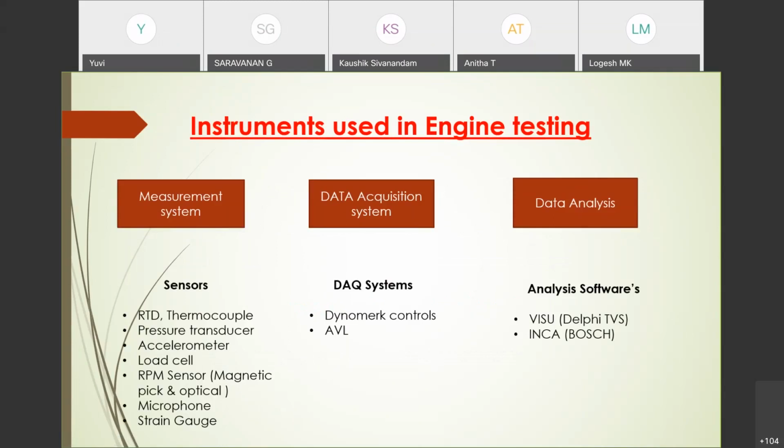Next we are going to talk about the instruments we use in engine testing. When we talk about instrumentation, I can say it's categorized into three systems. The first one is the measurement system. The second one is the data acquisition system. The final part is data analysis.